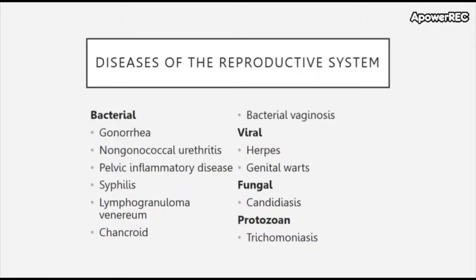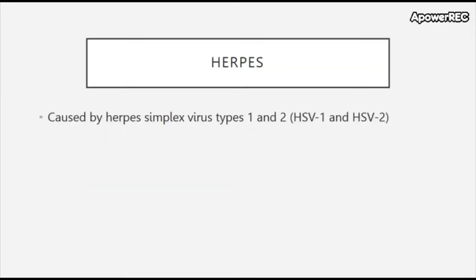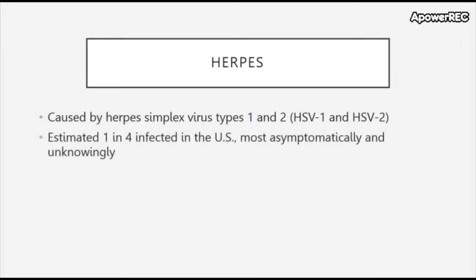So that does wrap up our discussion of bacterial sources of reproductive system diseases. Let's briefly cover a couple of viral sources. Herpes is probably the most common viral infection of the reproductive system. It is caused by herpes simplex viruses type 1 and type 2, HSV-1 and HSV-2.